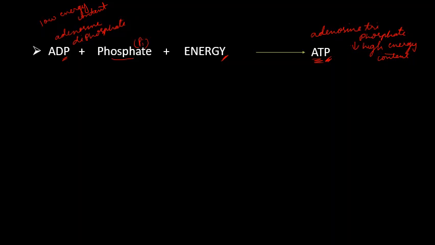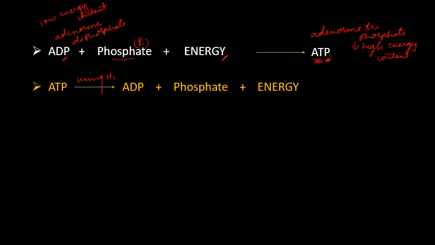Okay, now let's see how this ATP is formed. ADP combines with inorganic phosphate by absorbing energy released during respiration and forms ATP. This ATP is stored in all the cells of the body. As and when the organism needs energy, ATP is broken down by using water and releases energy. Okay?